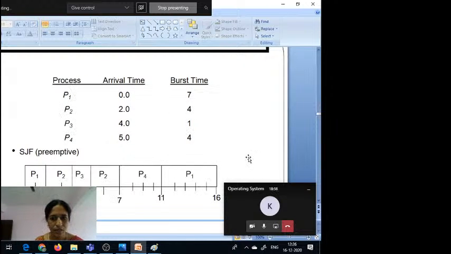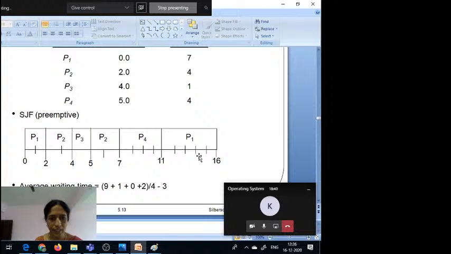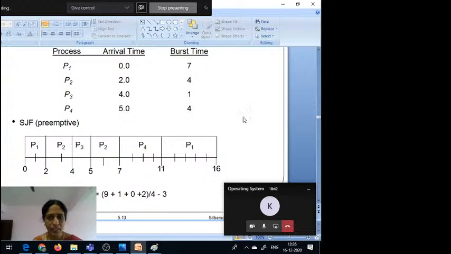That means here you can observe the average waiting time. How do we find the average waiting time? The waiting time for this P1 process is 0, there is no waiting time. Here at 11th millisecond, the process enters into the CPU again. That means the waiting time is, 2 milliseconds the process is in the CPU, 11 minus 2, 9.